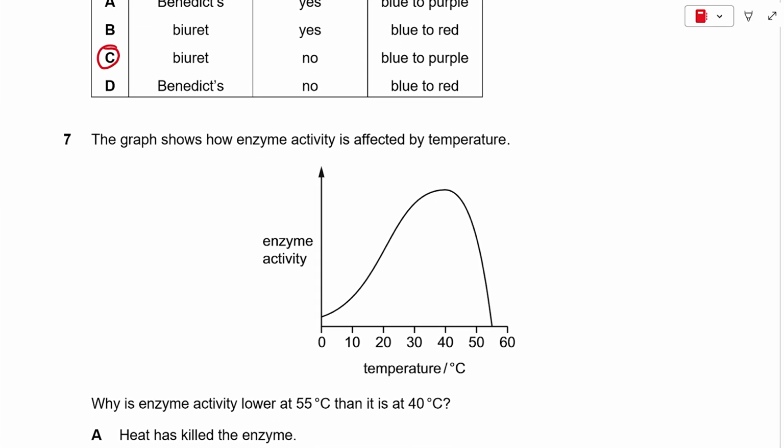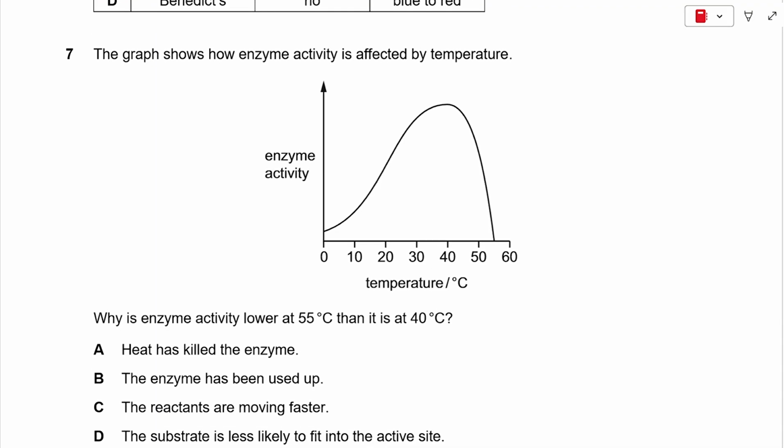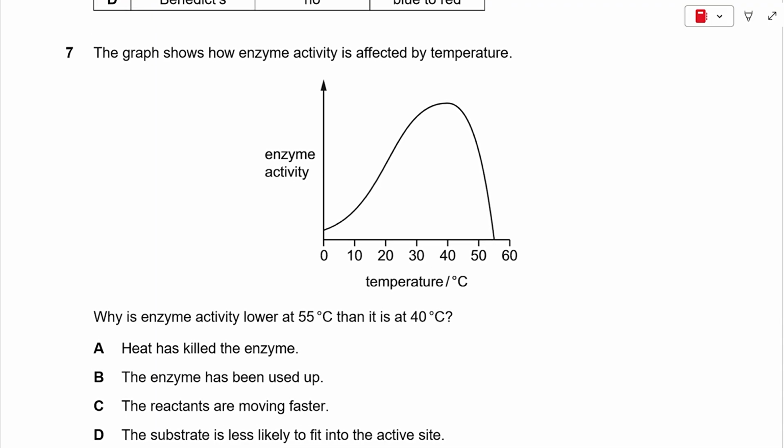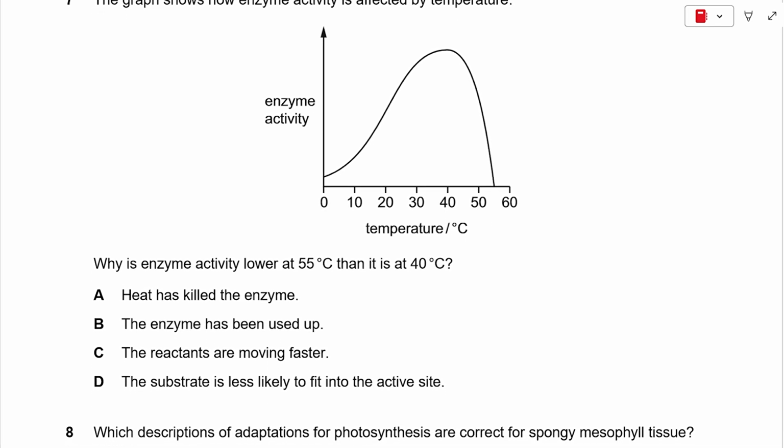Question 7 says, the graph shows how enzyme activity is affected by temperature. We have enzyme activity on the y-axis and temperature on the x-axis. The question says, why is enzyme activity lower at 55 degrees centigrade than at 40 degrees centigrade? Now, we know that as temperature increases, it denatures the enzyme by destroying the bonds that make the enzyme. When the bonds are completely broken, the enzyme is not going to work at all because it has been deformed.